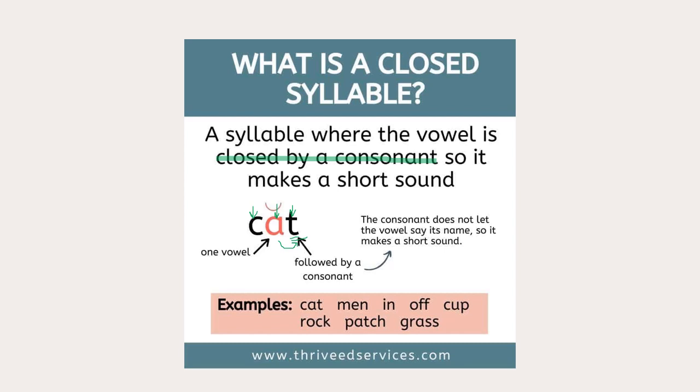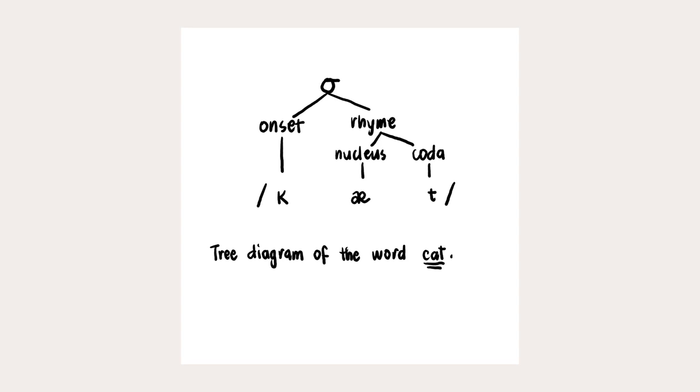Other examples of closed syllables, we have men, in, of, cup, rock, catch, and grass. Here, let us look at the tree diagram of the word cat. So again, cat is composed of only one syllable. So, isa lang ka tree diagram or isa lang ka syllable or sigma. Now, the first or the initial consonant sound that we have is k, represented by the phoneme k. Then our nucleus or our vowel sound is represented by the symbol ash, and the word cat has the final sound or consonant sound t.